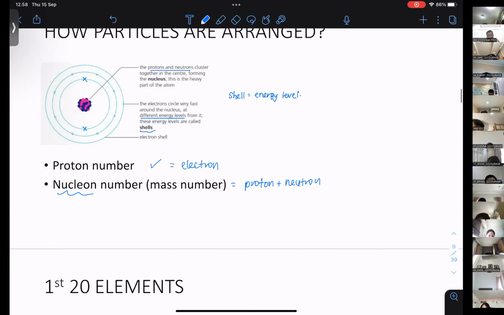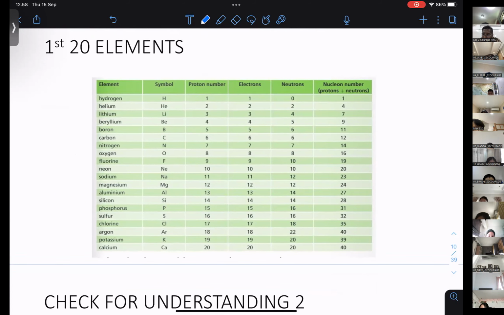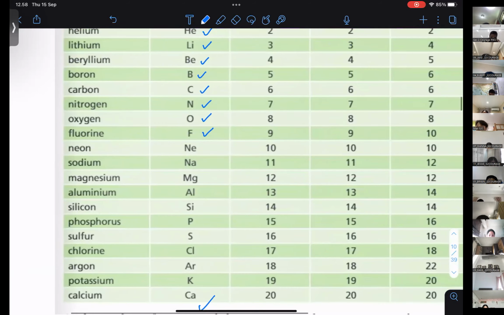In your syllabus, you need to know about the first 20 elements in your periodic table. It is written over here, and you can refer to the periodic table, it doesn't matter. Just see what symbol they use. Hydrogen, H. Helium, He. Lithium, Li. Beryllium, Be. Boron, B. Carbon C, nitrogen N, oxygen O, fluorine F, neon Ne.